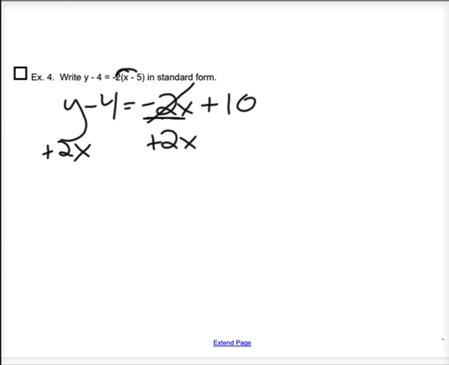So I'm going to add my 2x to both sides. So 2x plus y minus 4 equals 10. So now my x and y are together.